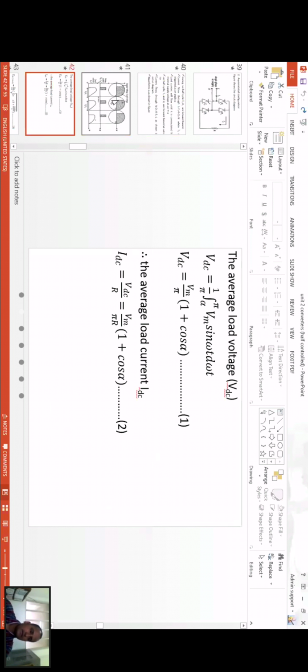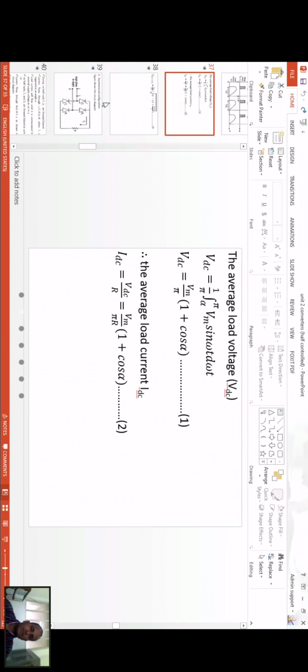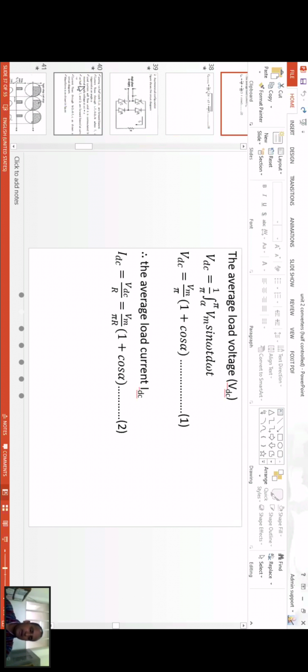So what is the difference between these two? Vm by pi (1 plus cos alpha), right? In this case also, Vm by pi (1 plus cos alpha). The configuration is symmetrical, but the placement of the diodes and SCRs is different in these two things.